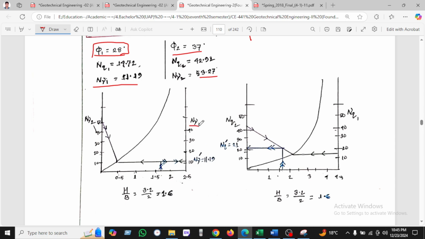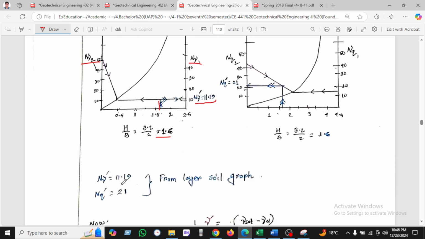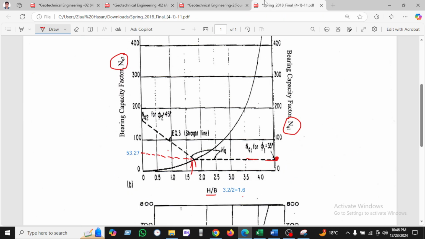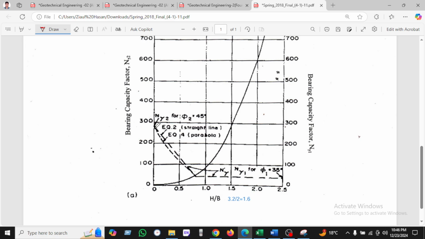Here is Nq gamma 1 and Nq gamma 2. Then we know H divided by B is 1.6. This is H divided by B, 1.6, and we intersect this point and find N gamma 1 is 11.19. So 11.19 is found from graph 1. Another graph we can see here.